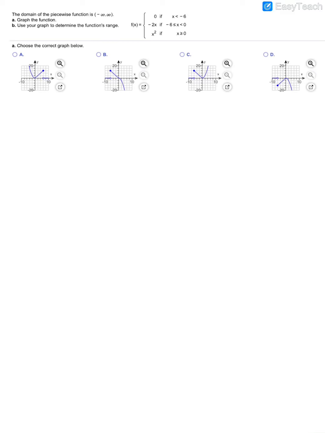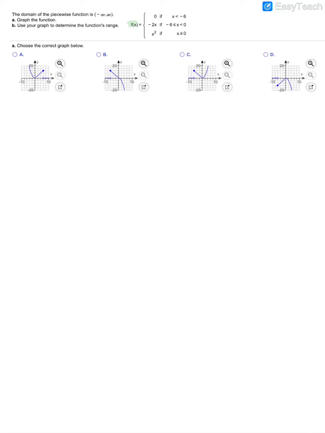We are going to look at piecewise functions. In particular, for this question, we are being asked to graph the function. But before we actually graph the function, let's talk about what the different parts mean and look at some specific values. So you'll notice that this particular function has three different pieces.